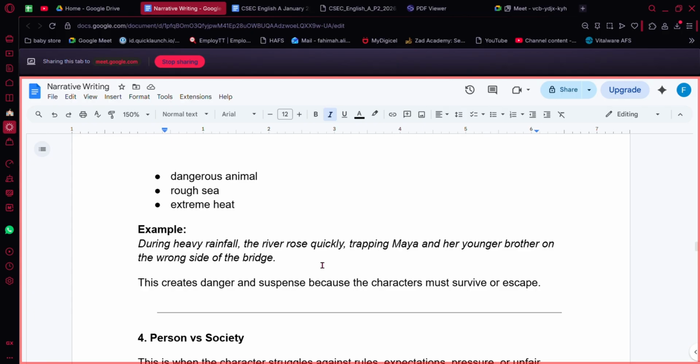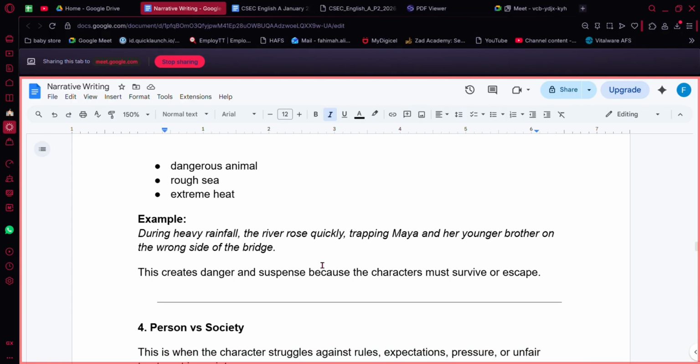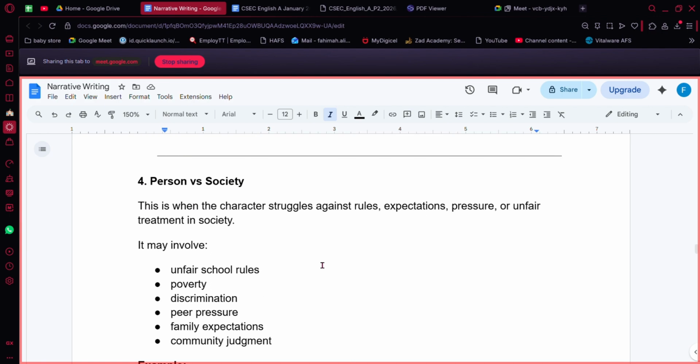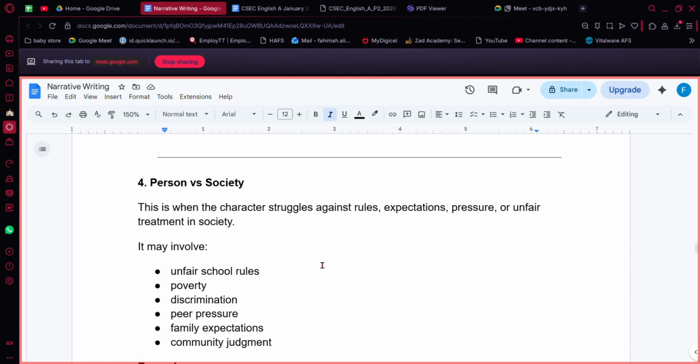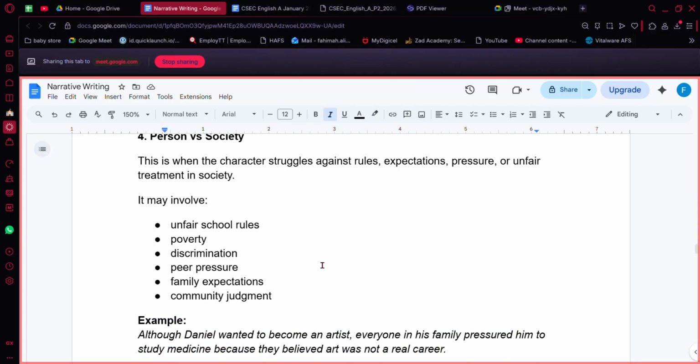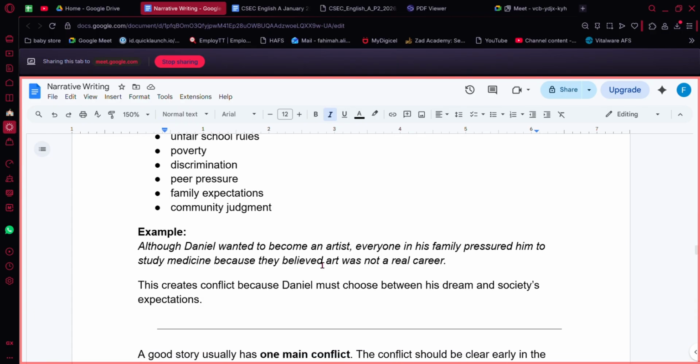Then you have person versus society. So this is when the character struggles against the rules, expectations, the pressure, or the unfair treatment in society. Maybe it might be about unfair school rules, poverty, discrimination, peer pressure, family expectations, or community judgment. For example, although Daniel wanted to become an artist, everyone in his family pressured him to study medicine because they believed art was not a real career. So this creates conflict because Daniel must choose between his dream and society's expectations.